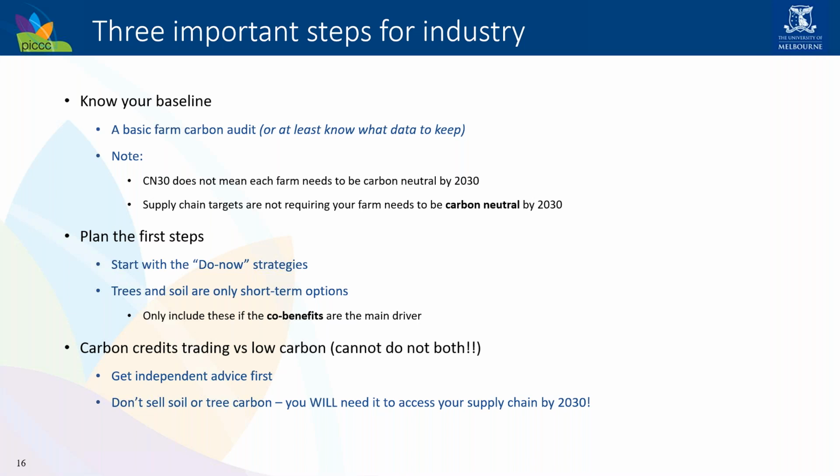So it talks here about planning with first step, starting with do now strategies. The do now strategies are coming up in future webinars. There's do now strategies for methane, do now strategies for nitrous oxide, do now strategies for sequestration in trees. So that's something to look forward to in terms of what strategies can we actually use once we know our baseline using these carbon accounting frameworks to reduce our emissions over time, and how do we report those?